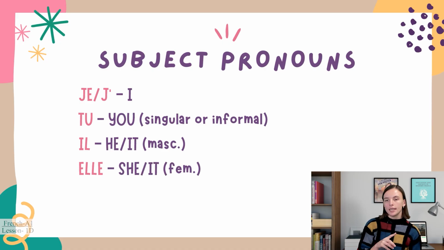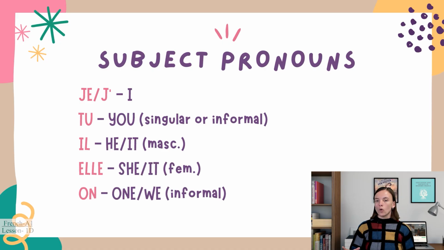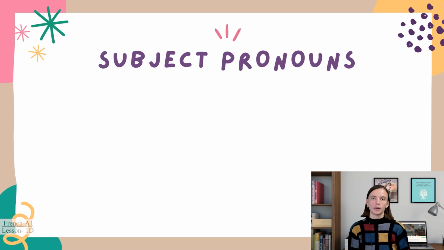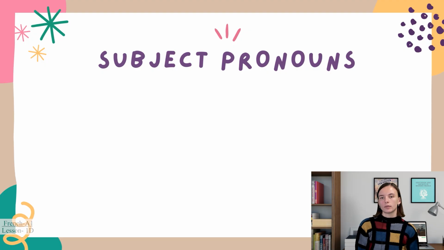Elle, she or it, that's feminine. And then on. This means we, one or we. We're going to look at some of these in a bit more depth in just a second. But let's quickly move on to plurals or second person subject pronouns.